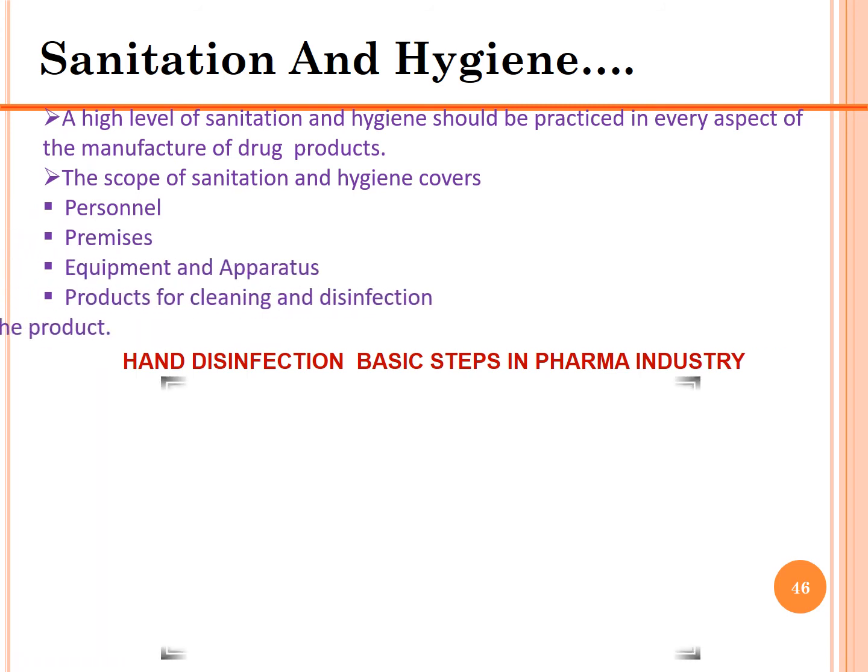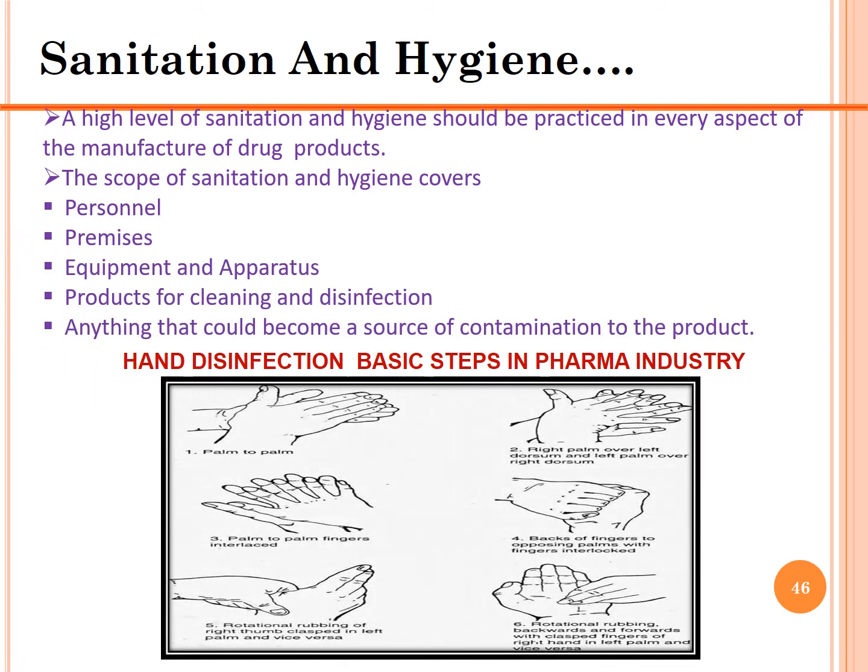Sanitation and hygiene. A high level of sanitation and hygiene should be practiced in every aspect of the manufacture of drug products. The scope of sanitation and hygiene covers personnel, premises, equipment and apparatus, products for cleaning and disinfection, anything that could become a source of contamination to the product. Hand disinfection. Basic steps in pharma industry.